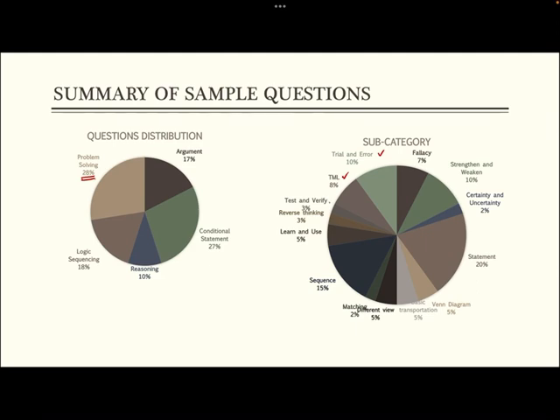Another one we might use is test and verify, where we try to find out the pattern, we test it, and then we verify it to see if our pattern works. Then we use that pattern to apply to solve the problem. And reverse thinking, of course, is a very common strategy we use in math and in thinking skills.